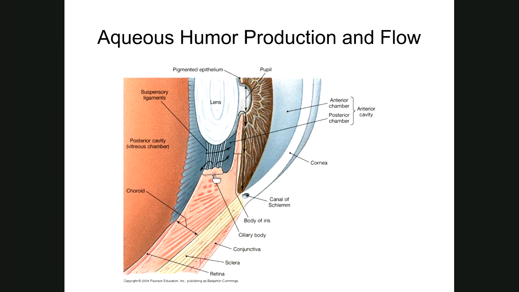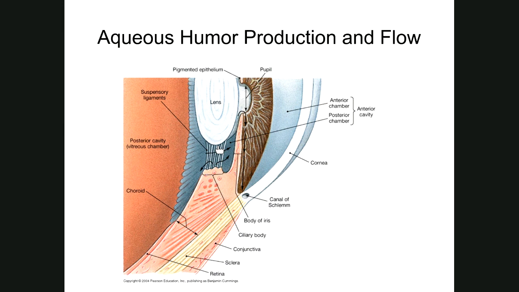This fluid is continually being produced and is replaced about every 90 minutes. This fluid helps to nourish the lens and cornea. It acts as a type of nutritive media or medium. It doesn't have any cells in it, no red and white blood cells. It is secreted by the epithelium of these ciliary processes. From the anterior chamber, the aqueous fluid drains into the scleral venous sinus.